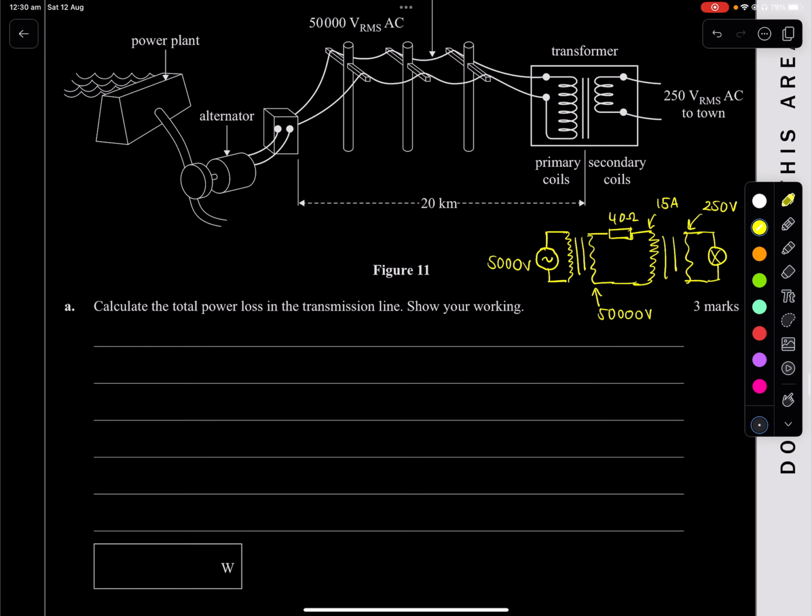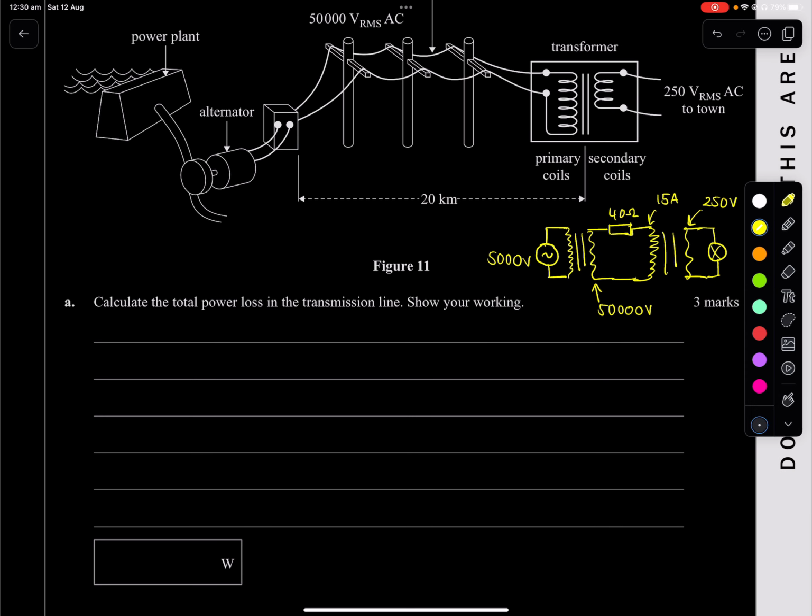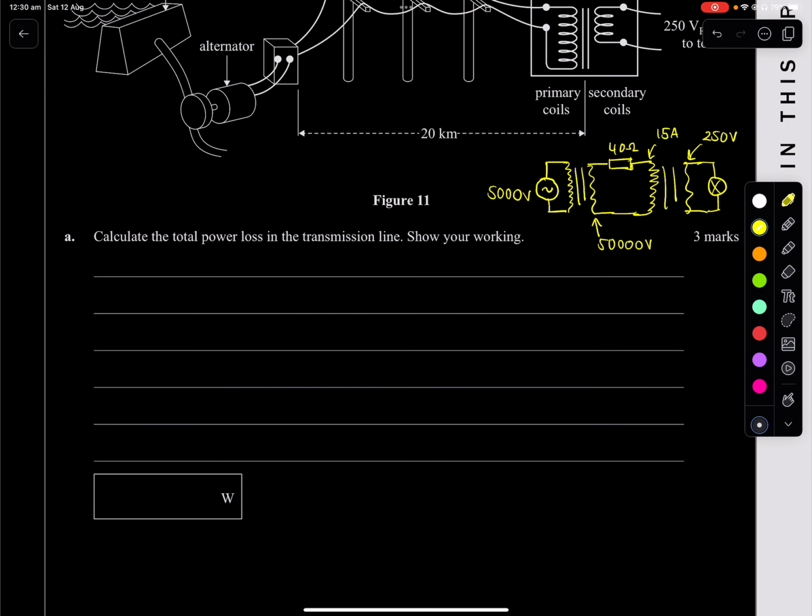So let's try to calculate this one. Let me just put the thing back. Okay, having this diagram is going to be helpful. Calculate the total power loss in the transmission line. Okay, this is not too bad.